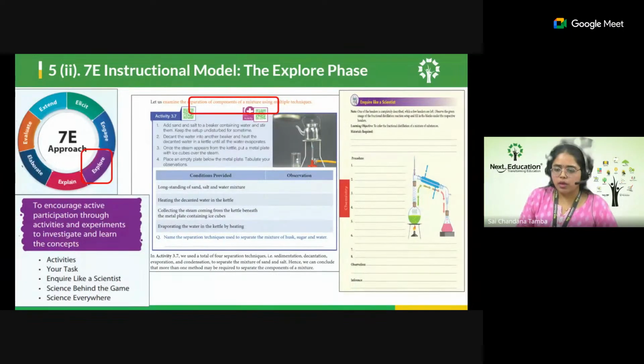So in this Inquire Like a Scientist element, in some chapters we have provided the learning objective and procedure. The students need to write down the materials, or in certain cases the procedure is not given, materials are given. Based on that, the students need to write the procedure. So that's how they're going to think like a scientist, right?